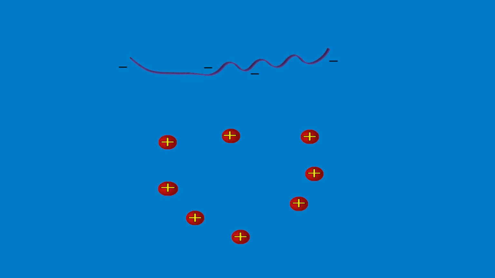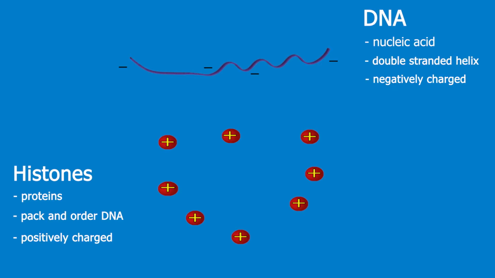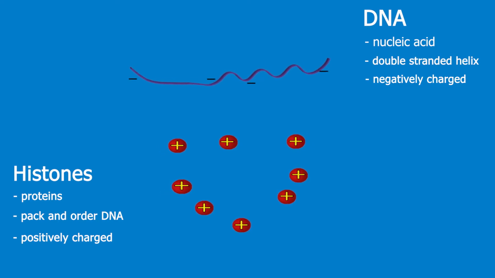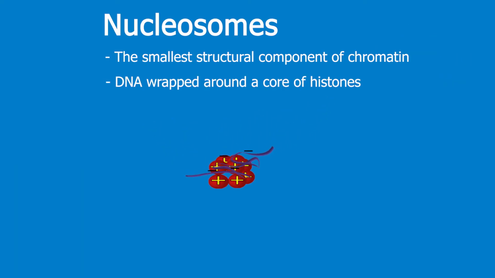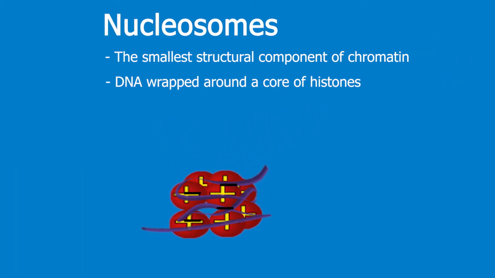First, you have DNA floating around the nucleus. DNA is a negatively charged molecule. Also within the nucleus are positively charged proteins called histones. The histones arrange themselves into 8 protein complexes known as a histone octamer. The negatively charged DNA then interacts with and wraps around the positively charged histone octamer, forming a structure known as a nucleosome.